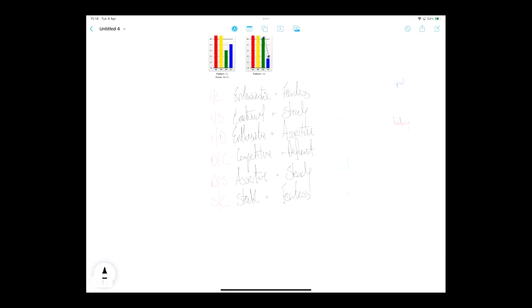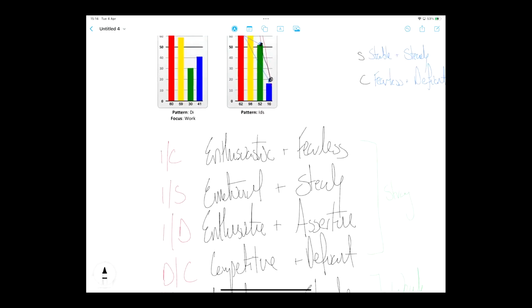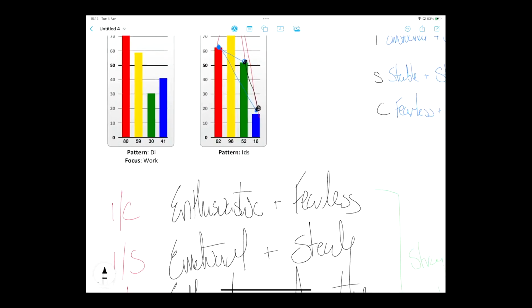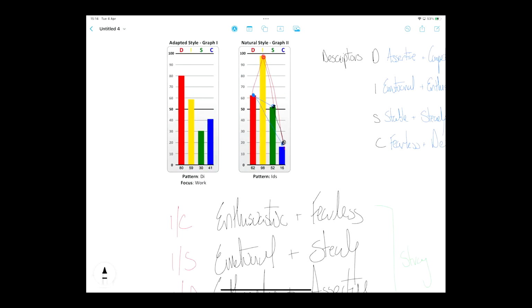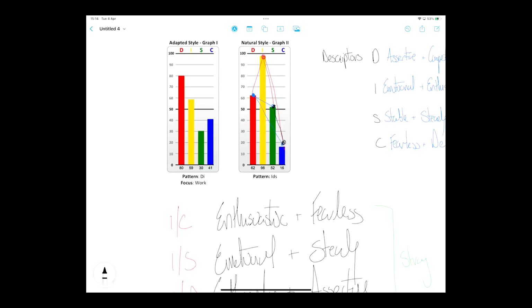So these are my descriptive words. And what it means is that this relationship between the I and the C style, this enthusiastic approach to people with a fearless approach to details, is going to really shine through. So what we're going to see in this person's behavior is this person's going to be really enthusiastic about their ideas. They've got a big idea. They're willing to take it to the market, and there's going to be no fear. That's the first descriptor of the individual.